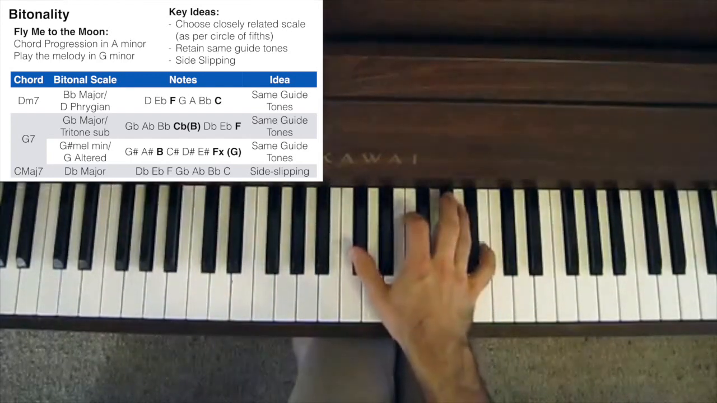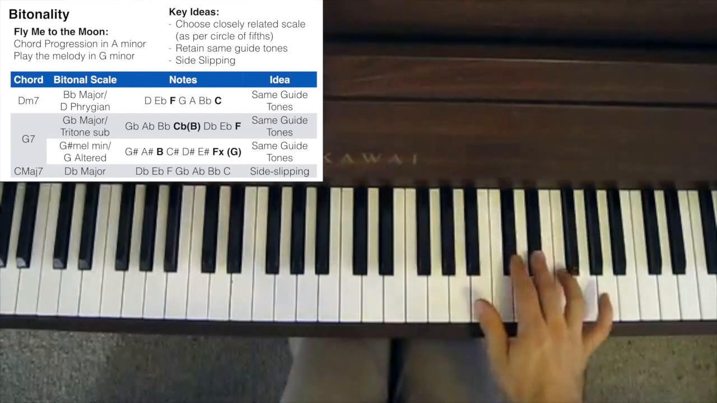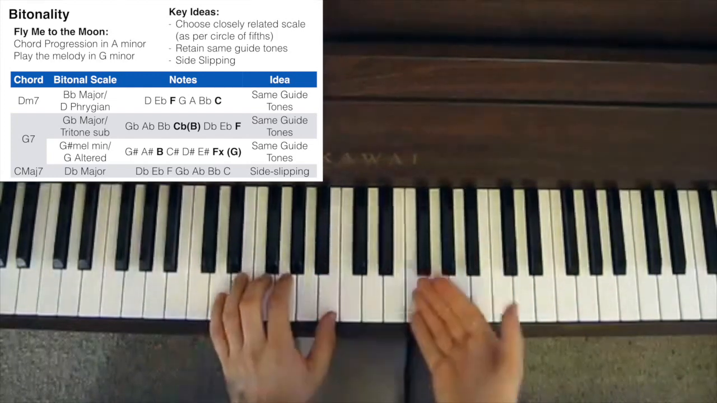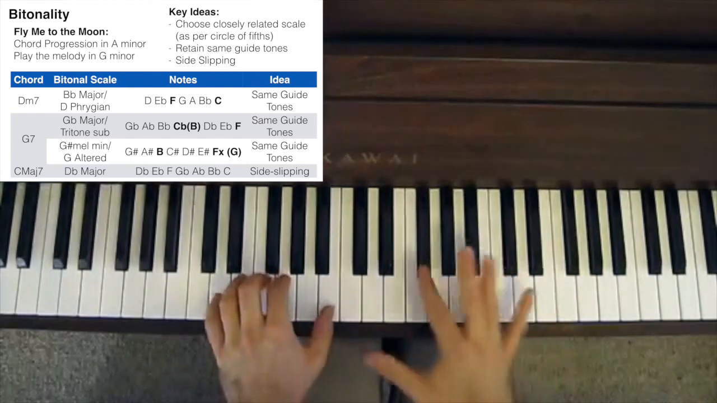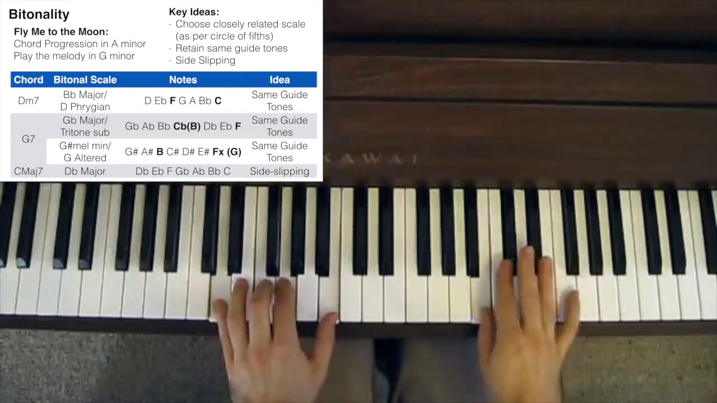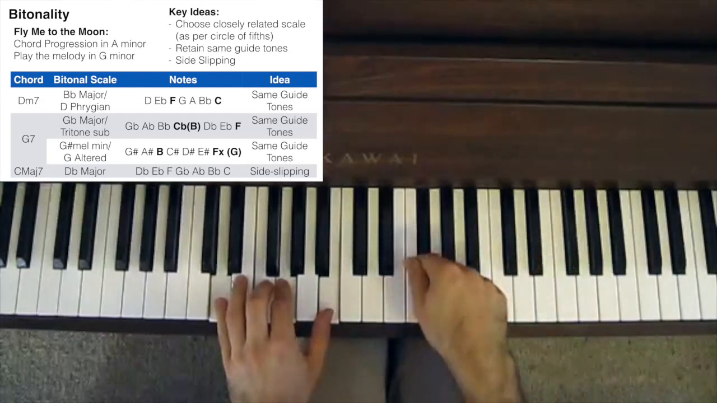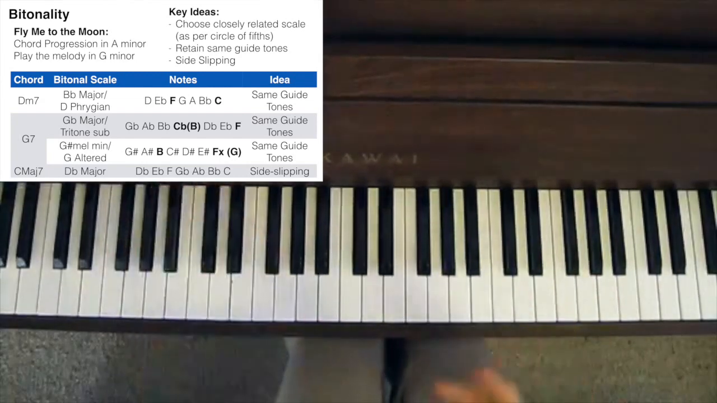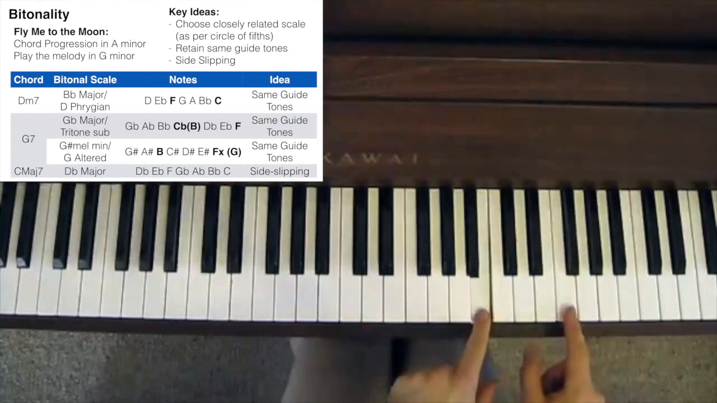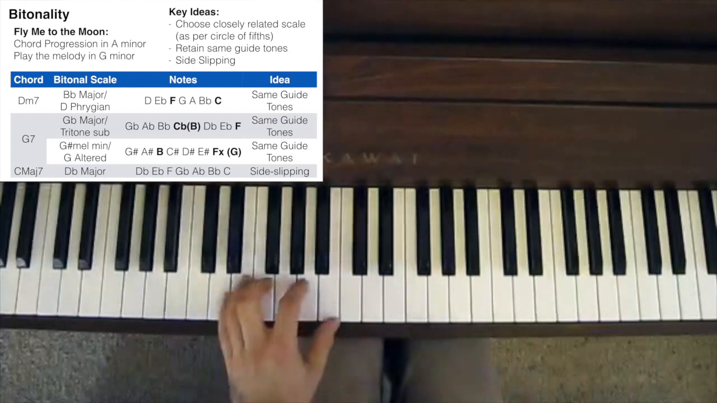Now, the D flat 7 is in the key of G flat major. So over the G7, let's play G flat major. That sounds kind of weird, a little bit out there, but it still has those 2 guide tones, so it still kind of works and fits.